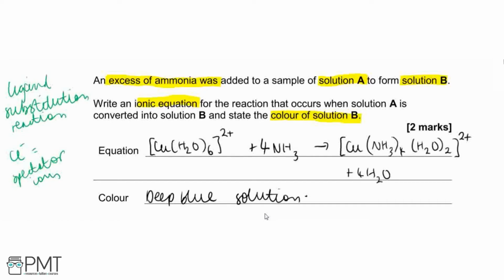For this question, it was 2 marks, so it was 1 mark for this ionic equation and 1 mark for the colour.